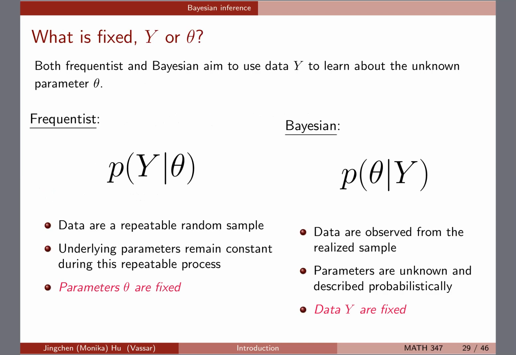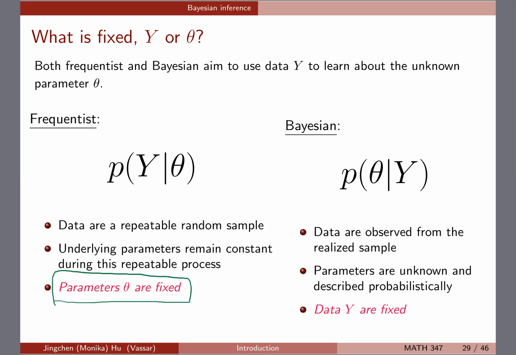I think this will be the last slide about frequentist, so don't worry. One last comparison over here. Both frequentist and Bayesian aim to use the data, we use capital Y, to learn about the unknown parameter theta. Let's assume one parameter in the model, but you can have multiple. On the left, I presented what the frequentist statistical approach usually means. It's the probability of the data given the parameter. The basic assumption in the frequentist approach is that the parameters are fixed over here, and data are the repeatable random sample.